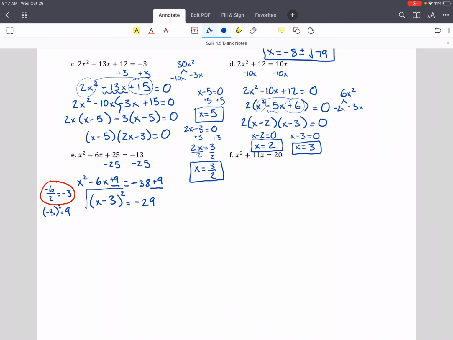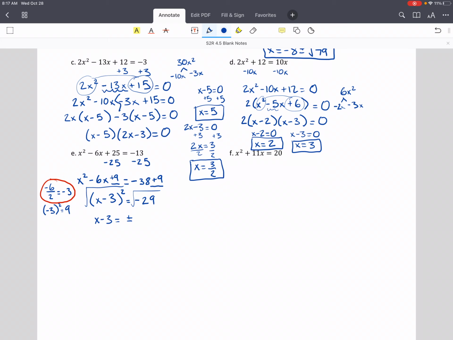Now I can square root. It's x minus 3 equals plus or minus the square root of -29. 29 is a prime number, but I see the negative, which means this is going to be i, and then square root 29. And I can add 3. And I get 3 plus or minus i square root 29.